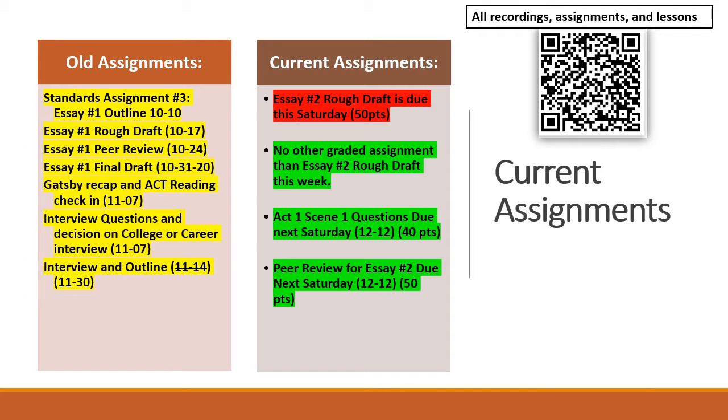So current assignments are a rough draft, which is due this Saturday. The Act 1, Scene 1 questions, which will be due next Saturday and will be worth 40 points in progress. Our progress score grades for Raisin in the Sun are going to be a little bit higher than they were for Gatsby, so if you're just now joining us, you stand to be able to improve your grade a little bit more quickly here at the end of the grading period.